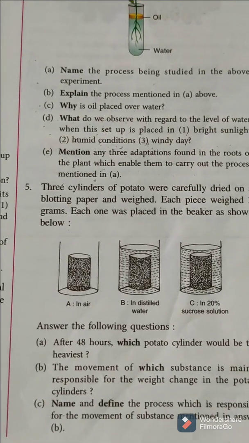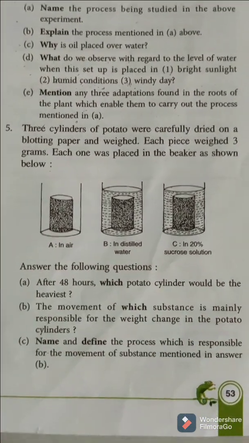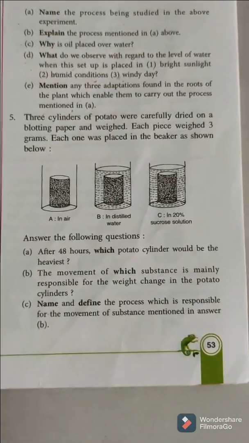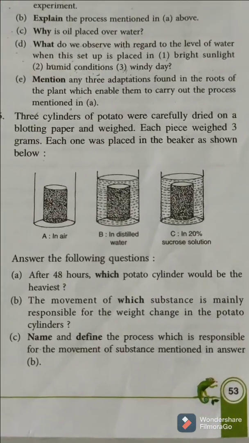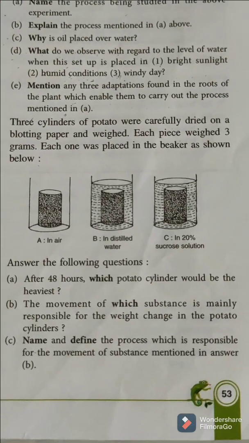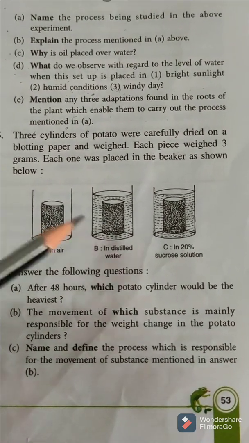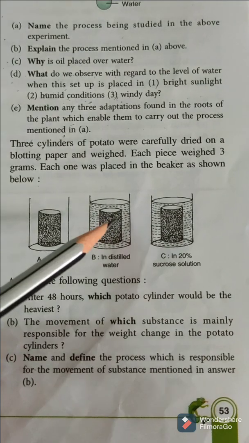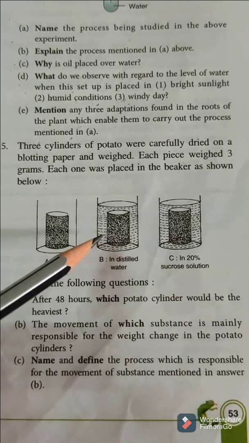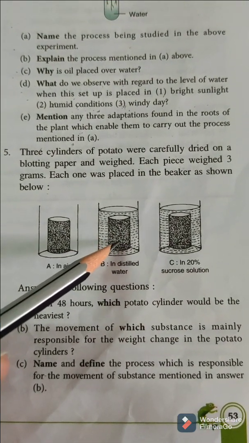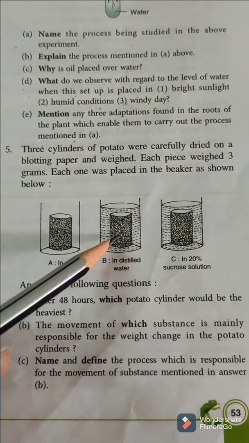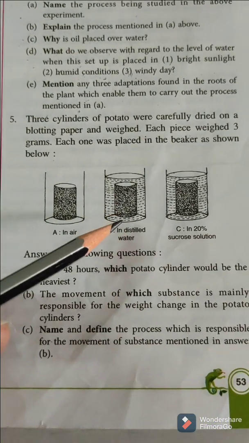So answer the following question. After 48 hours, which potato cylinder would be heaviest? Heaviest means water enters into it. So now observe the diagram and try to give the answer. Here no change will be there. Here it is going to lose water, but in this setup water will enter into the cells of potato. So here the B setup will become the heaviest.